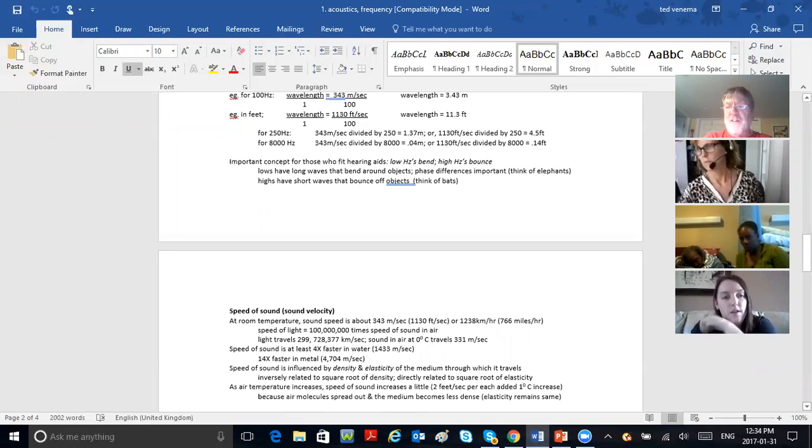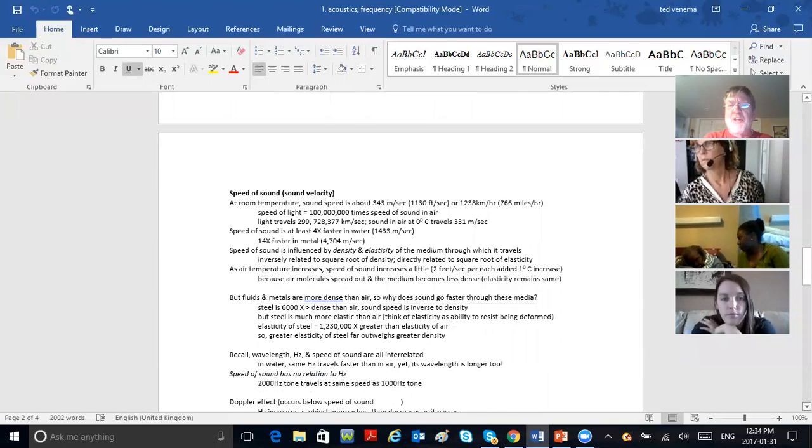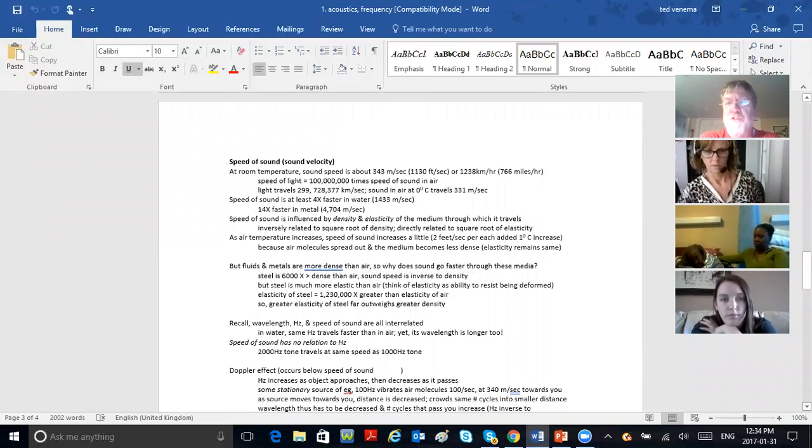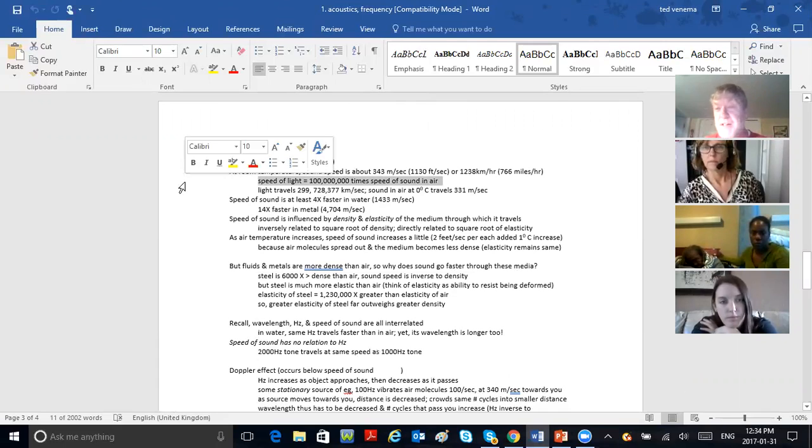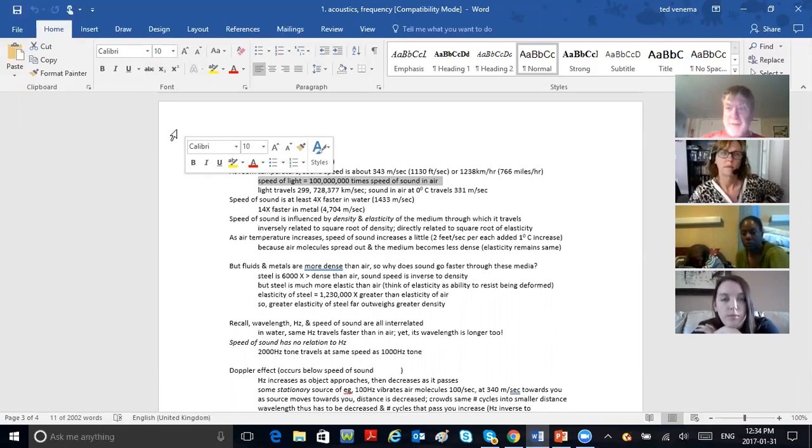Speed of sound, just for fun, here at the top of page 3. At room temperature, speed of sound is 343 meters per second, or 1,130 feet per second, or 1,238 kilometers an hour in Canada. In the States, 766 miles an hour. Look at the speed of light. You want to blow your mind? The speed of light is 100 million times as fast as the speed of sound. That's why you see the lightning first, and later on you hear the thunder. The lightning happens right away, and then it takes a while.